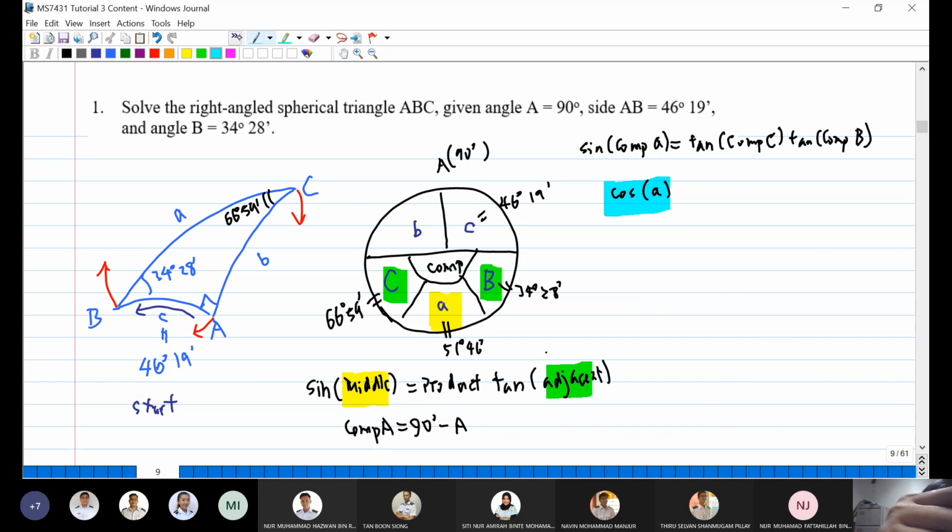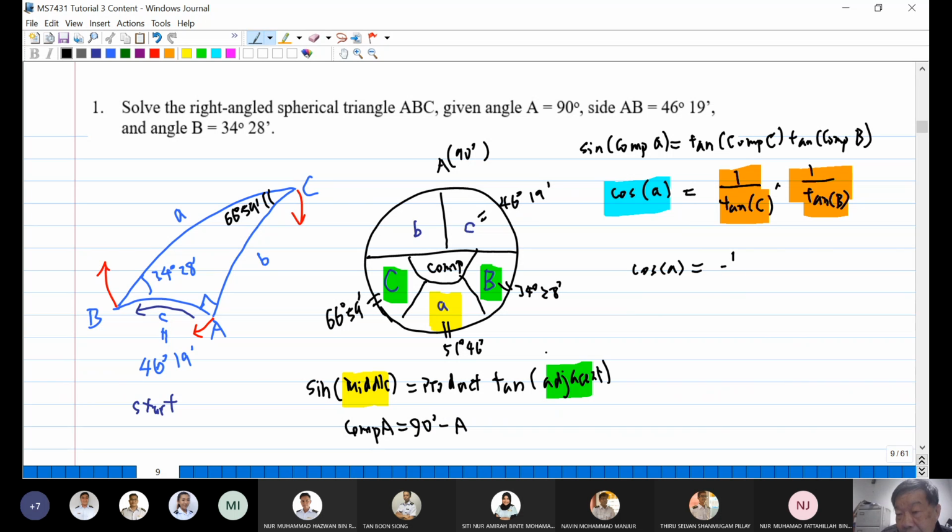Sine co-A is equal to cosine A here. Now this one, what did I do now? I use 1 over now. So this is 1 over tangent co-C, which is tangent C now. And then tangent co-B is 1 over tangent B now. So I use the orange color just now to indicate the formula. So you get cosine A.